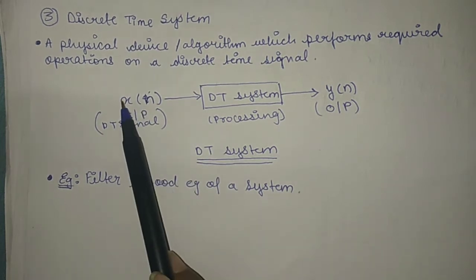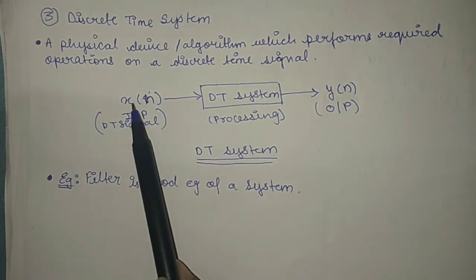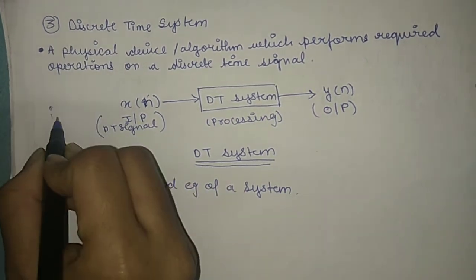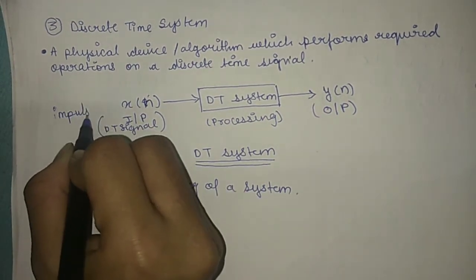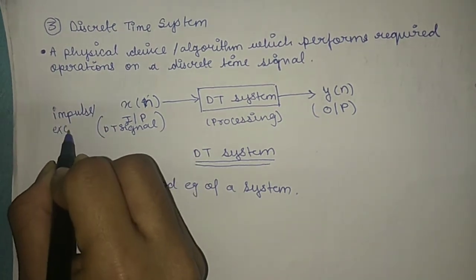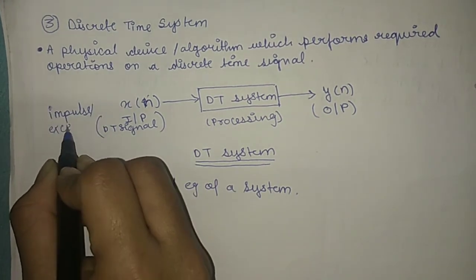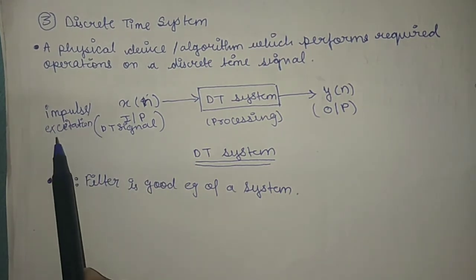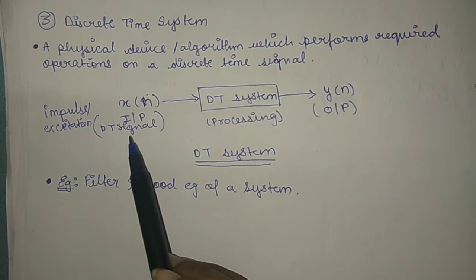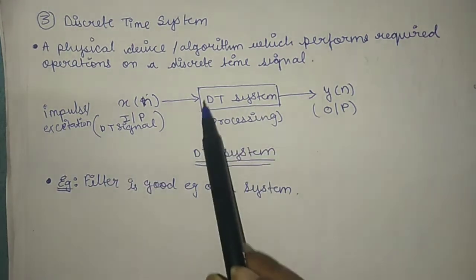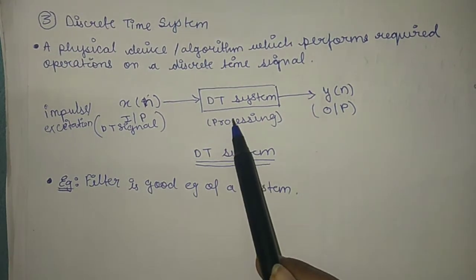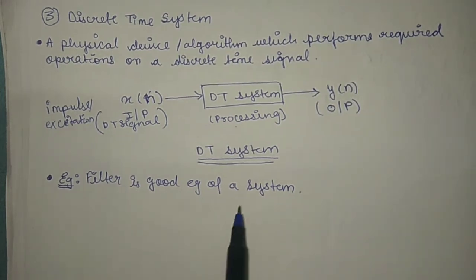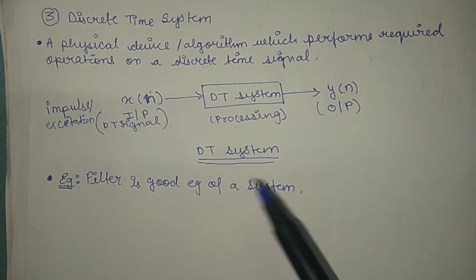Here we give an input signal x of n. I would like to tell you that input is also known as impulse or excitation. So here we give an excitation signal, which is basically a discrete time signal. Then there is a DT system which processes the signal and then we get the output. For this, a filter is a good example of a discrete time system.